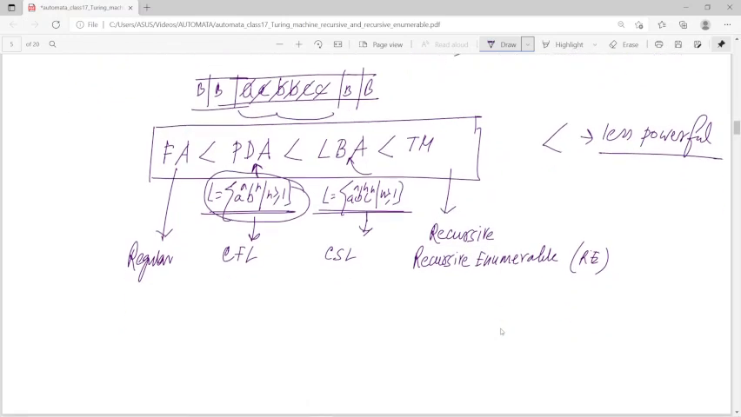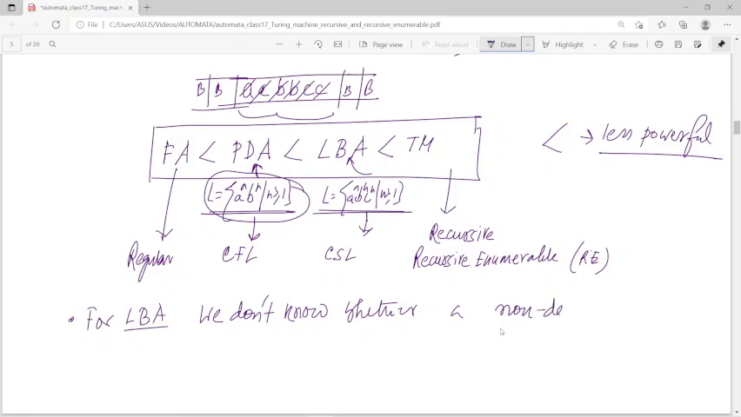But the thing is that for LBA, it has still not been proved, we don't know, whether a non-deterministic LBA is more powerful than a deterministic LBA or not.